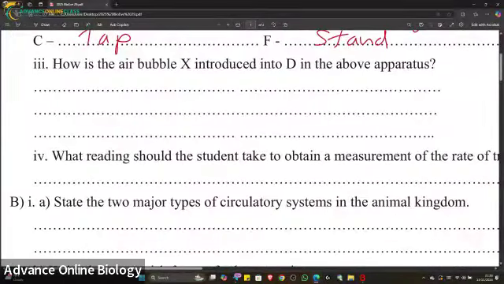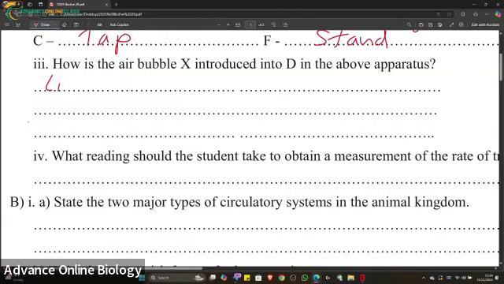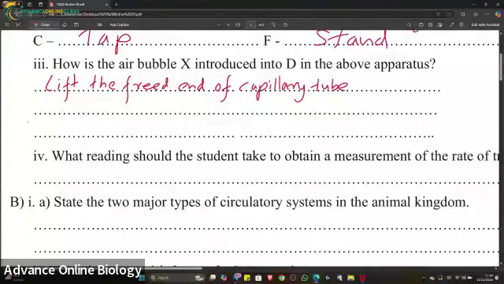How is the air bubble X introduced into the apparatus? Now you write there: lift the free end of the capillary tube. What are you going to write? Lift the free end of the capillary tube. Allow air bubble to enter.